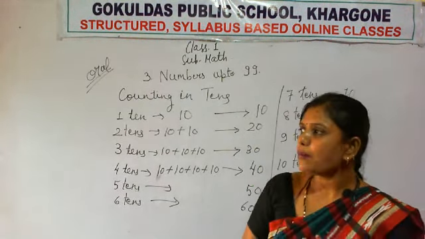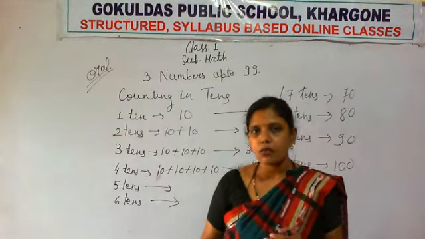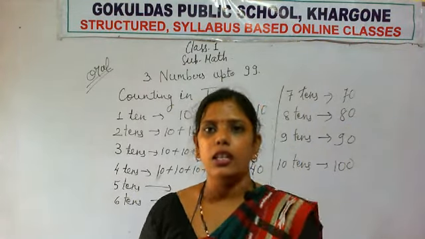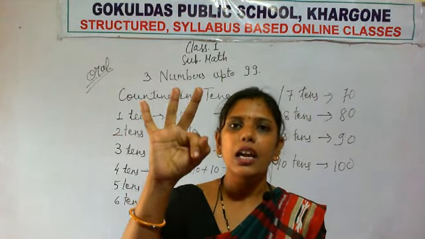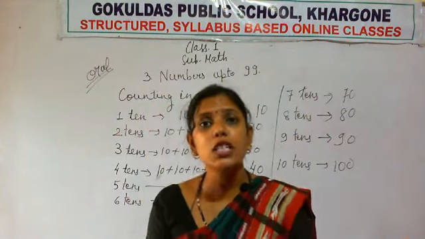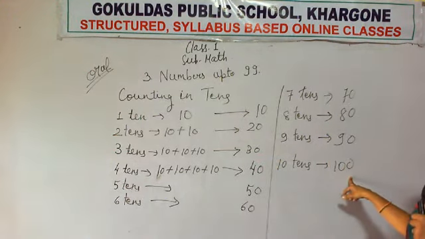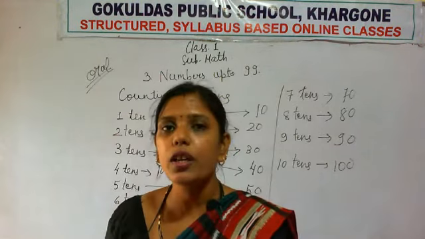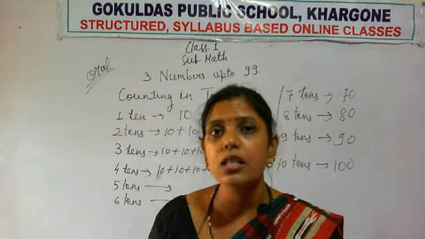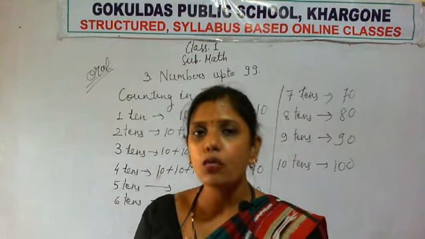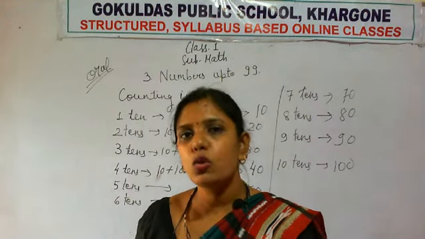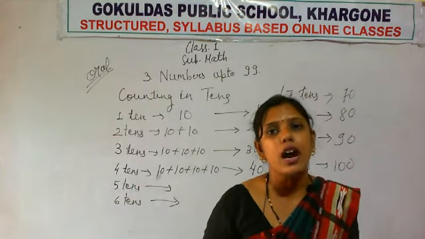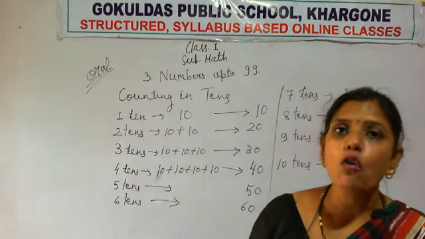Okay, again I am counting in tens. Listen carefully. 10, 20, 30, 40, 50, 60, 70, 80, 90, and after 90 which number will come? 100. Okay, so in this way we write the numbers till 100, and how we read the number is known as number names. So in our next topic, what we will do? We will write the number names of numbers.